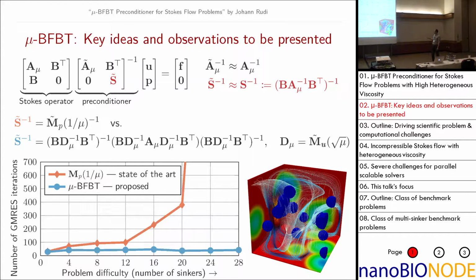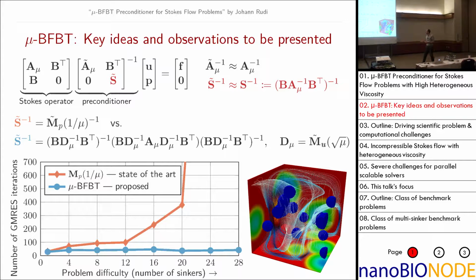So this is the nasty part of the Schur complement, the inverse of another big matrix. And this first slide just compares one method that I call state-of-the-art for the Schur approximation, and the newly proposed method here, I call it mu BFBT. And the key to it, this is the mu BFBT, it's in blue, this is the state-of-the-art, and the key component will be a certain scaling matrix, which is lumped mass of the velocity weighted with the square root of the viscosity.